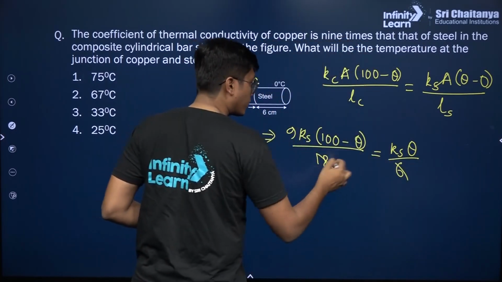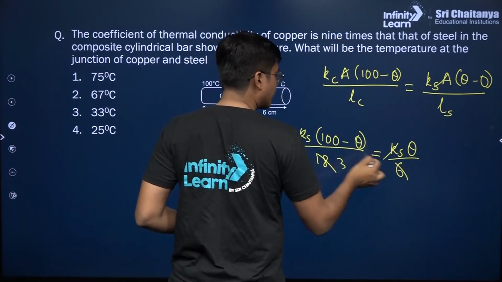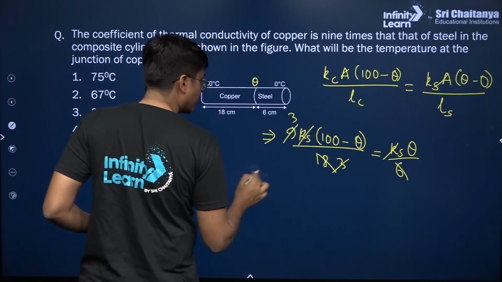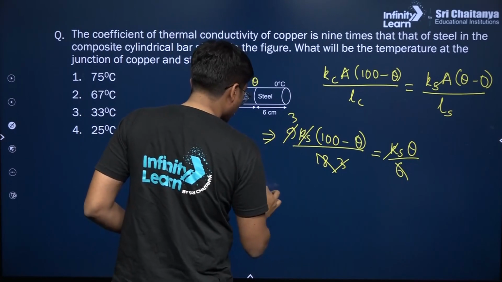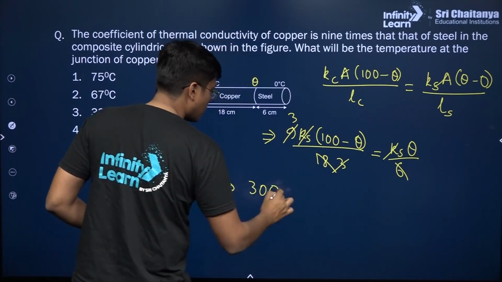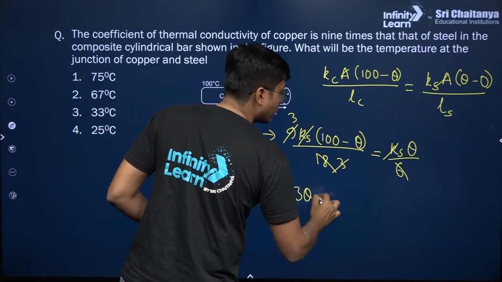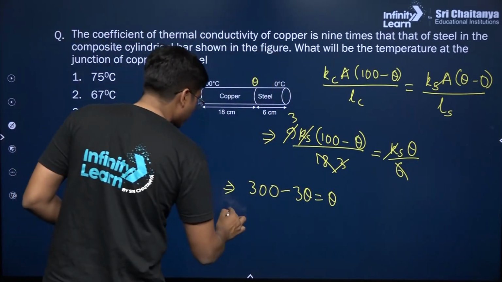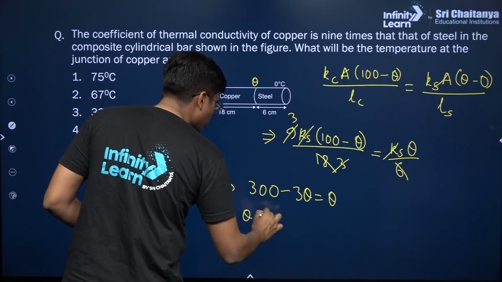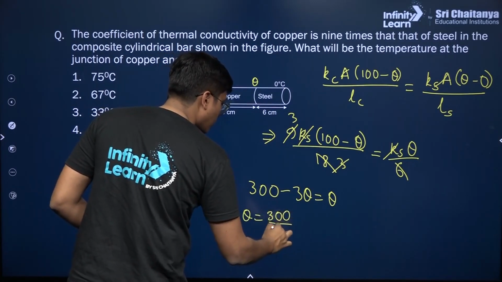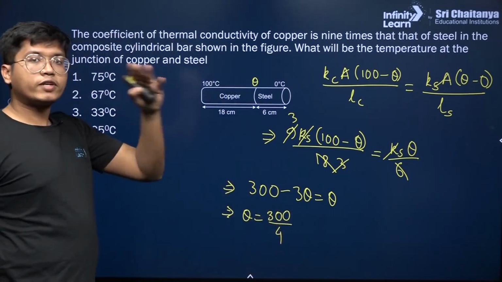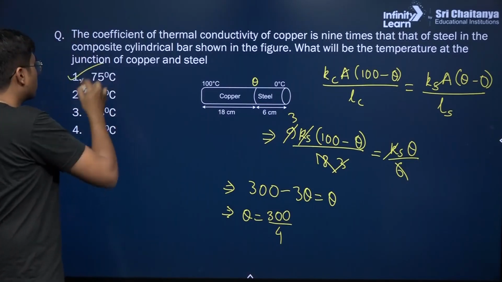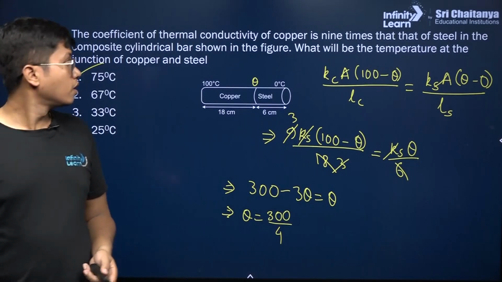Cancel this out, you get here 3. Ks cancels out, this 3 here with 3 here. That gives you 3 into 100, 300 minus 3 theta is equal to theta, which means 4 theta is equal to 300, or theta is equal to 300 by 4. So 300 by 2 is 150. 150 by 2 again is going to be 75 degrees Celsius. So that is the correct option.